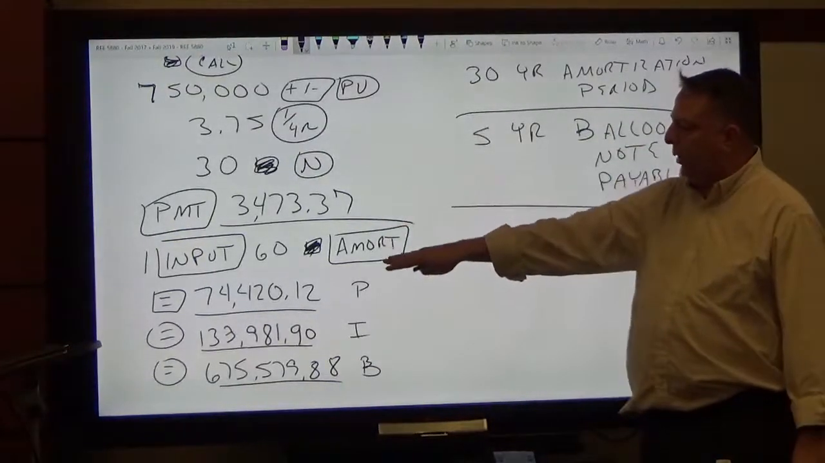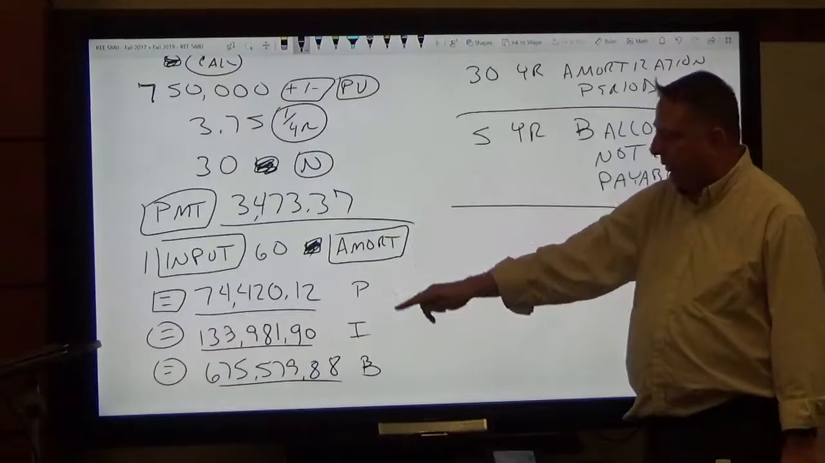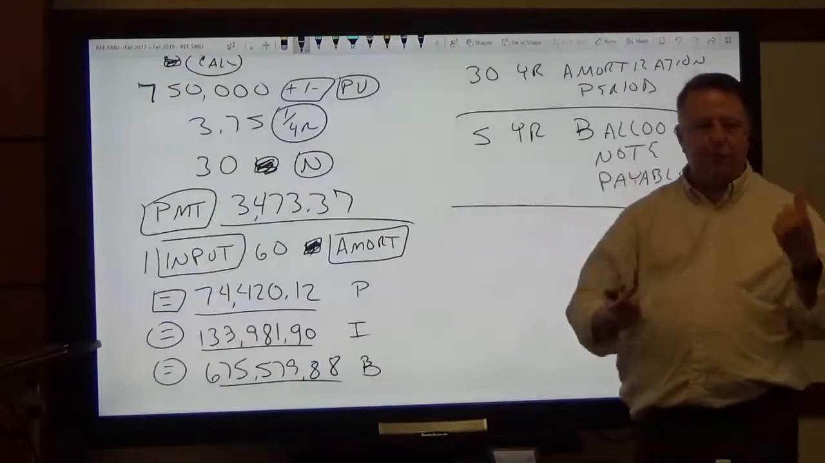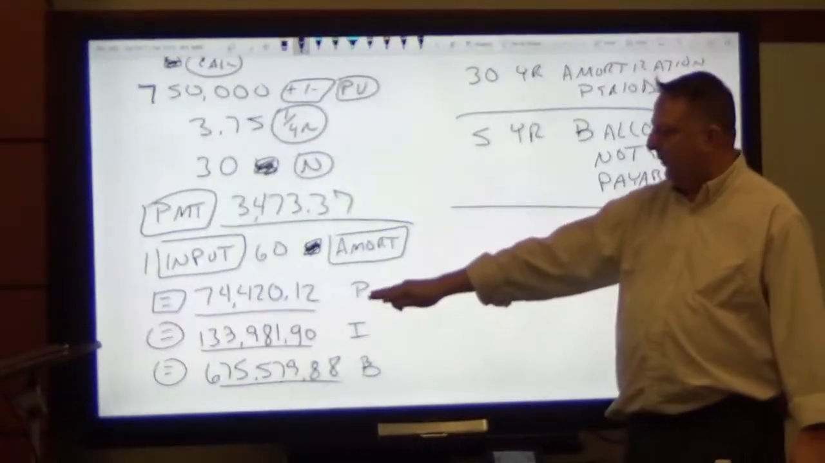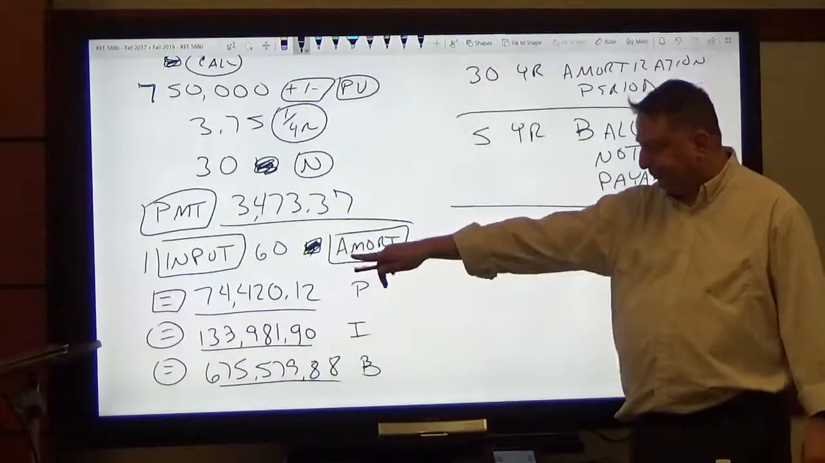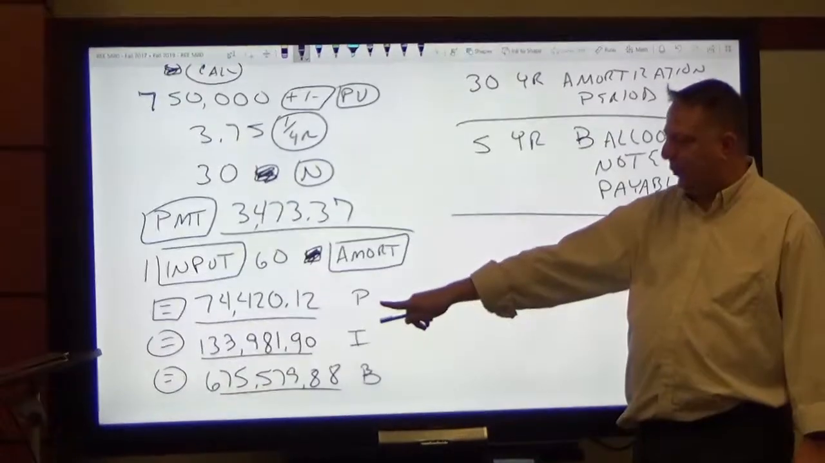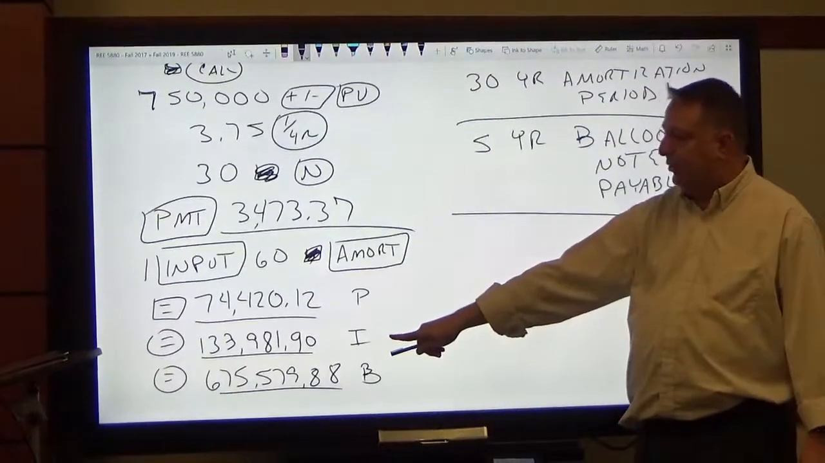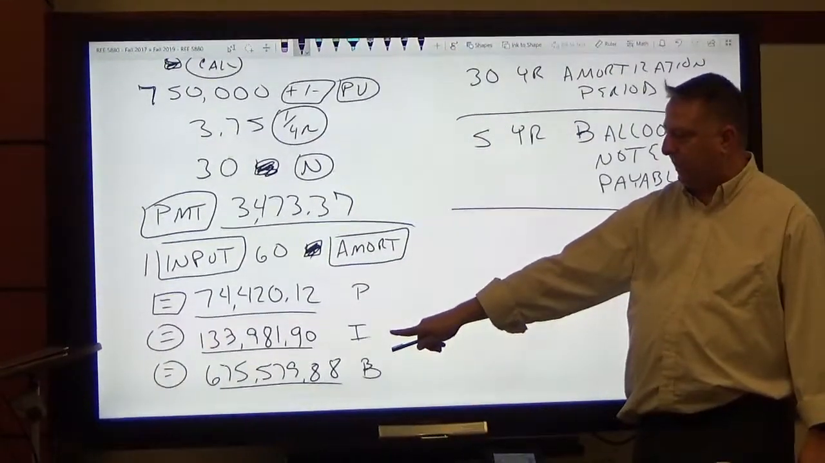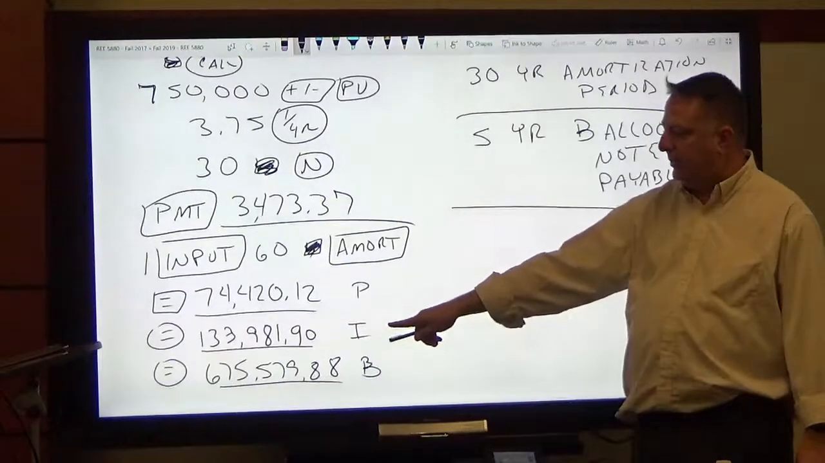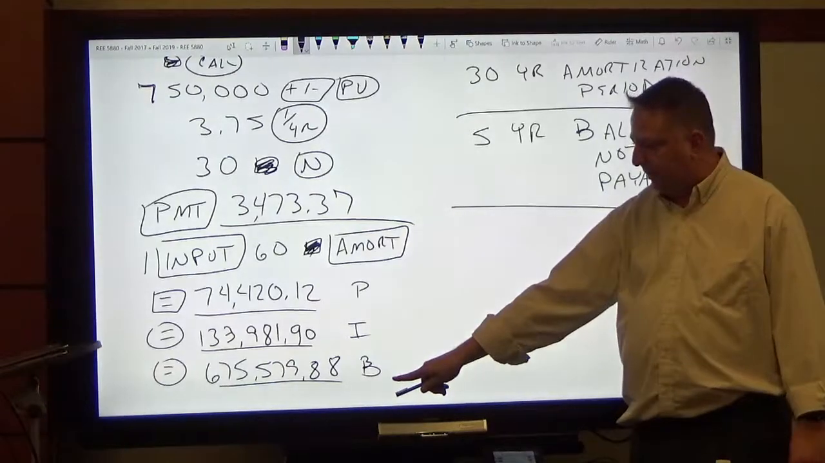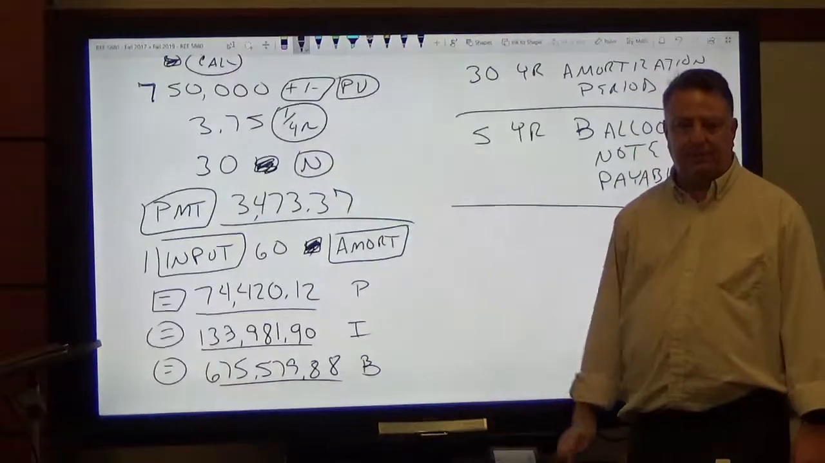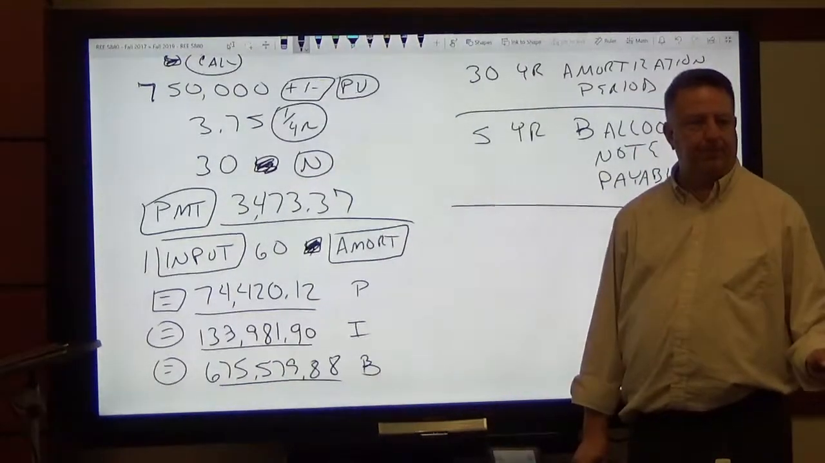So whenever you do this calculation, all it's saying is for that first 60 months, the cumulative amount that you have paid off, the principal of this loan, is $74,000. The amount of interest that you've paid over that first 5 years, or 60 months, is $133,000, and what you have left to pay after the first 5 years is the $675,000. Does that make sense, everybody? Yes or no? Yes. Okay.